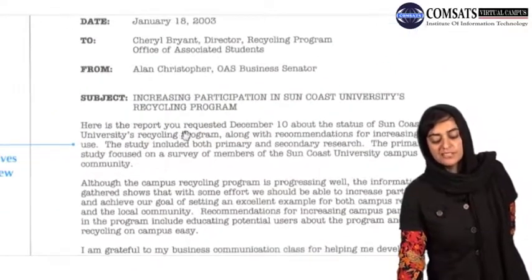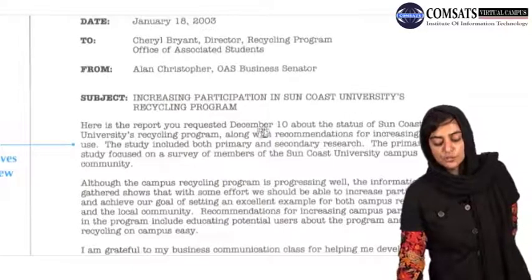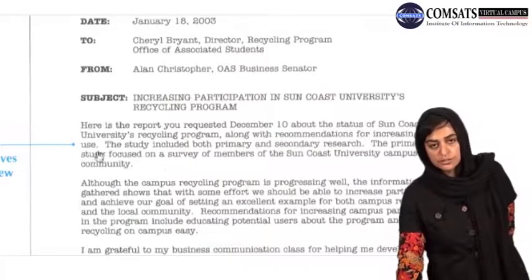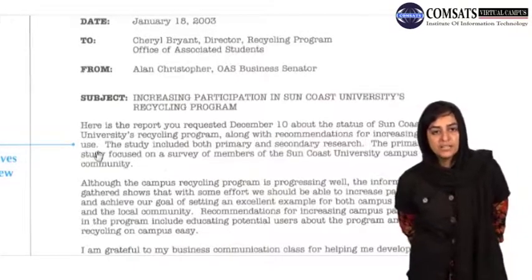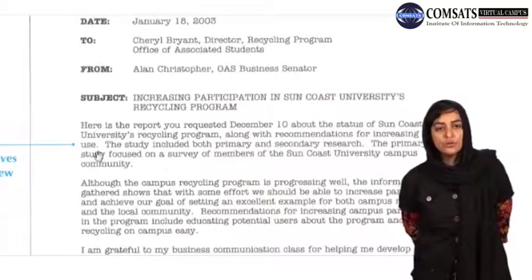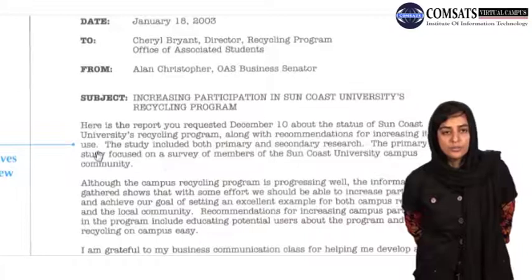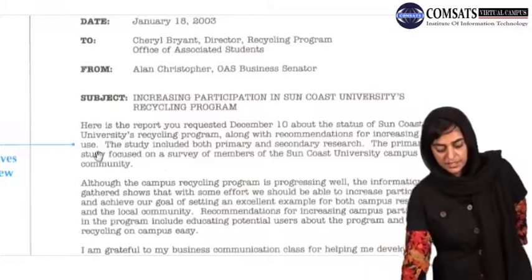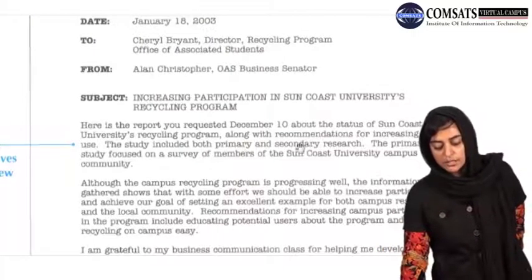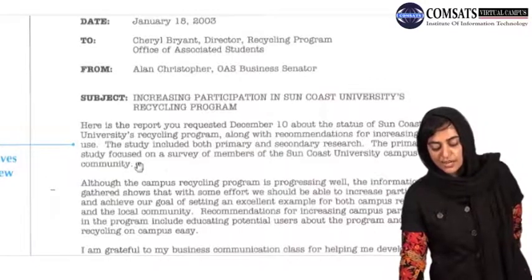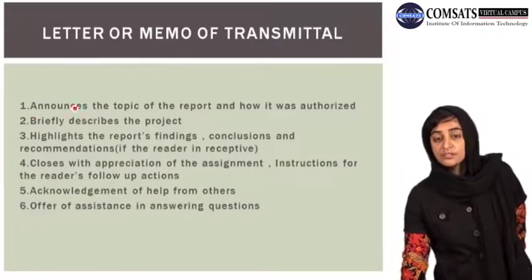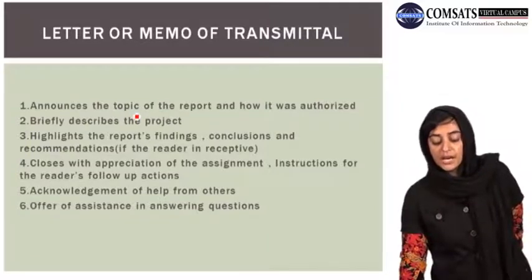Here is the report you requested December 10 about the status of Suncoast University's recycling program, along with the recommendations for increasing its use. Now the memo of transmittal, the first part, is announcing what this report was all about. What was the theme on which the reader demanded this report? Announces the topic of the report and how it was authorized.